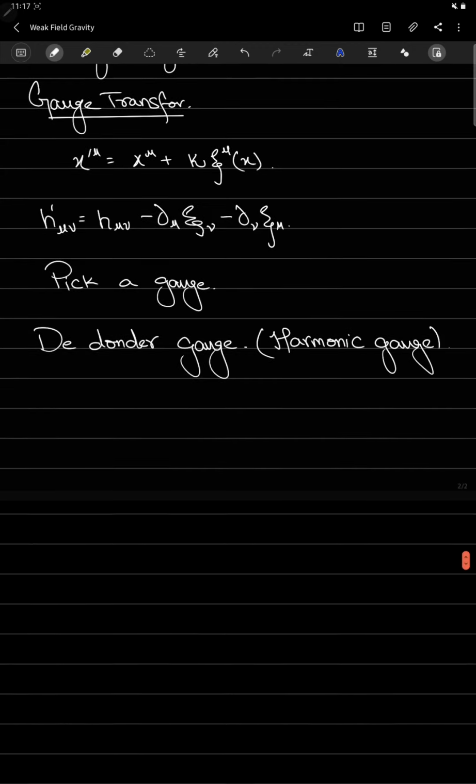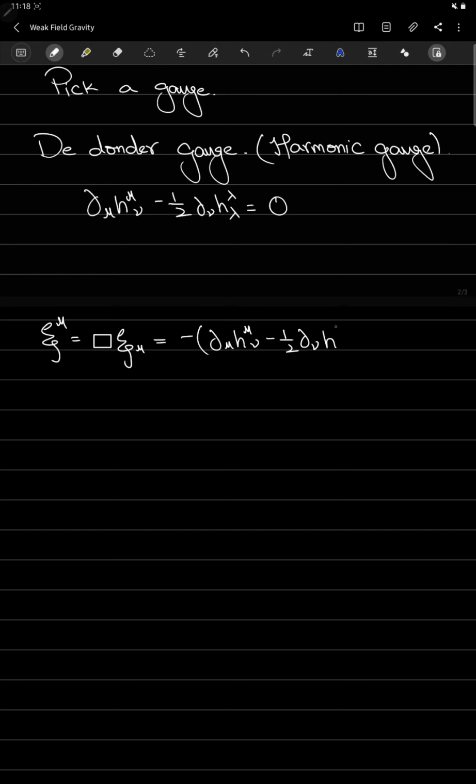And in order for us to arrive at this gauge, we'll have to pick this xi such that the d'Alembertian operator on xi mu is equal to, just by using the definition of the d'Alembertian operator, minus partial mu h mu nu minus 1 by 2 partial nu h lambda lambda, right?